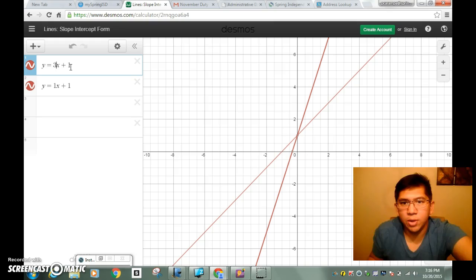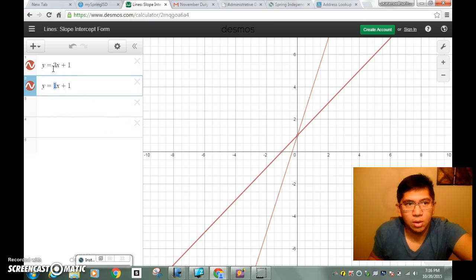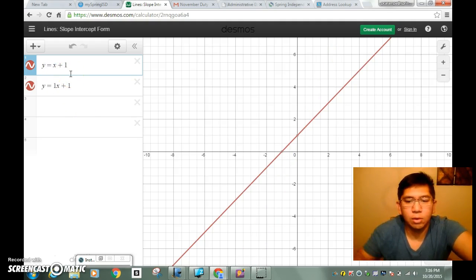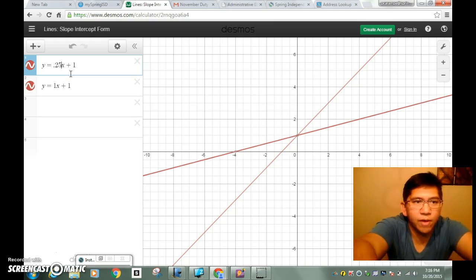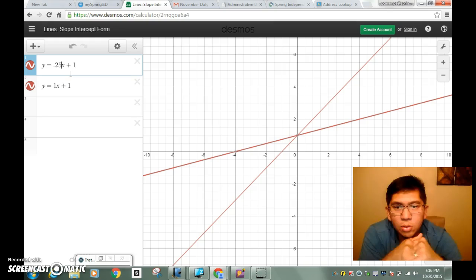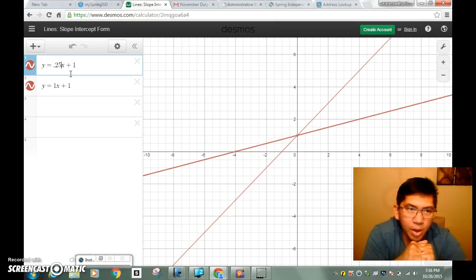Again, one more time. I change it to 3. The slope of this line is 3. It's steeper compared to the slope that is 1. I do it again. 2. It's still steeper. How about 0.25? What happened? It got less steep. So what conclusion can we discuss about this?